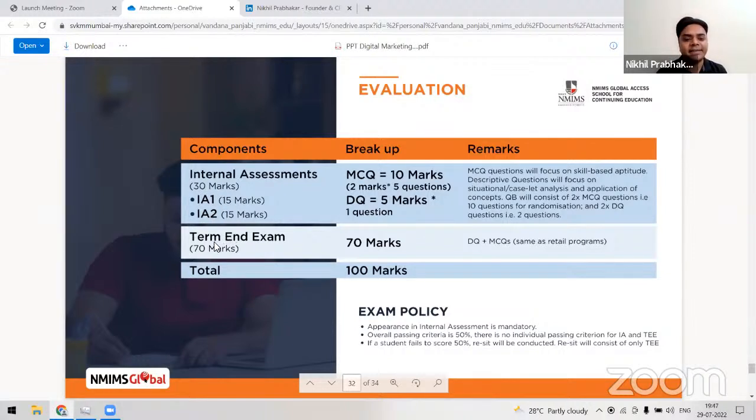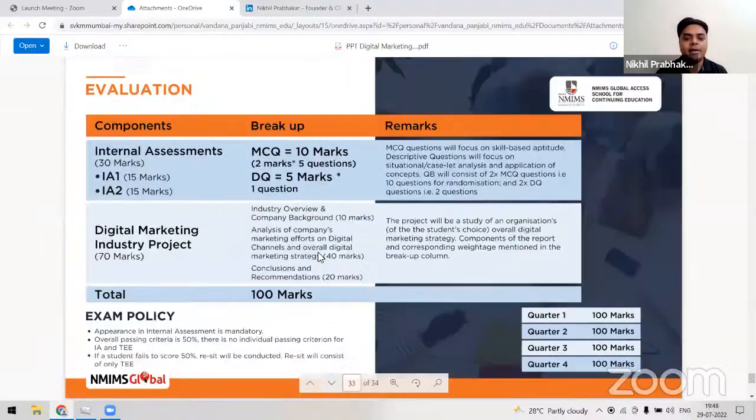Then you have a term end exam which carries 70 marks. So a lot of weightage is on this part. Overall, 100 marks is what you score. The internal assessments have multiple choice questions which test the concepts, and detailed questions which help you get an idea of your understanding and application of those concepts. So roughly, this is how you can expect the exam structure and the outline of the assessment part.